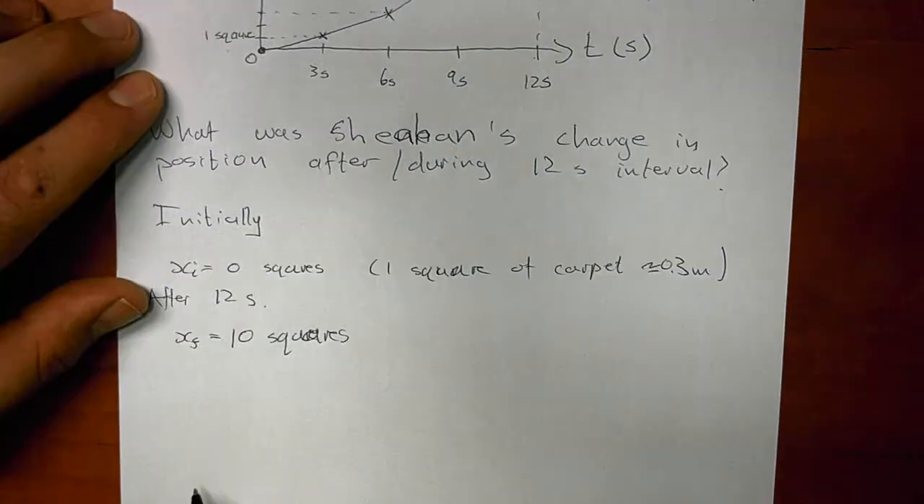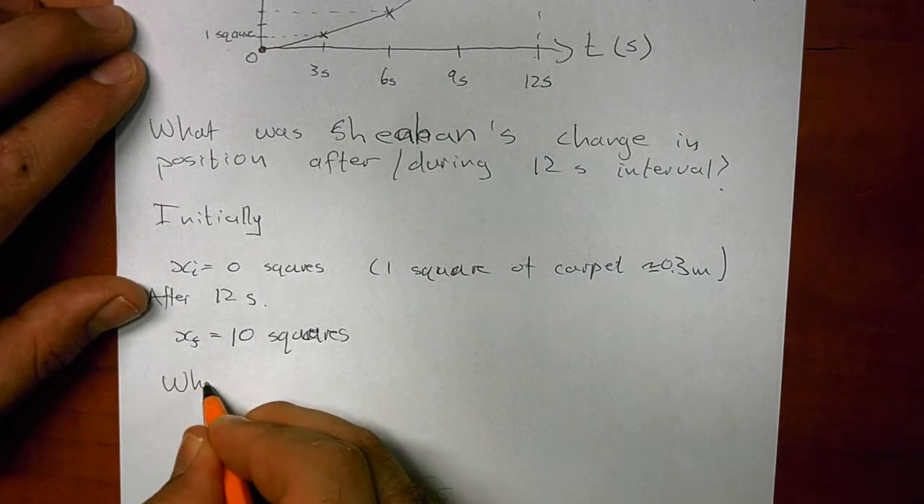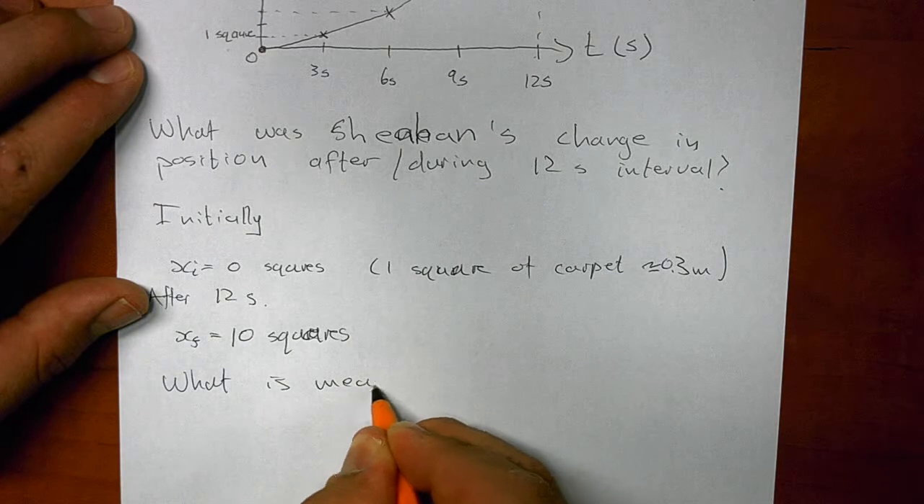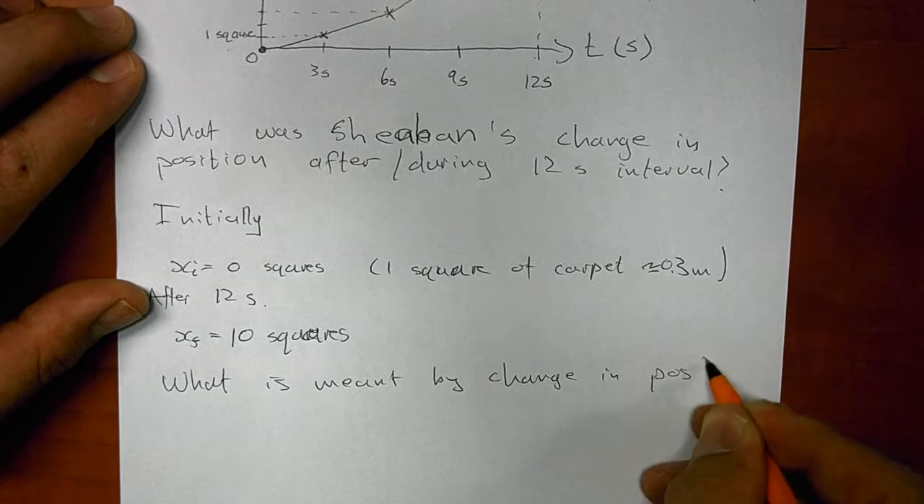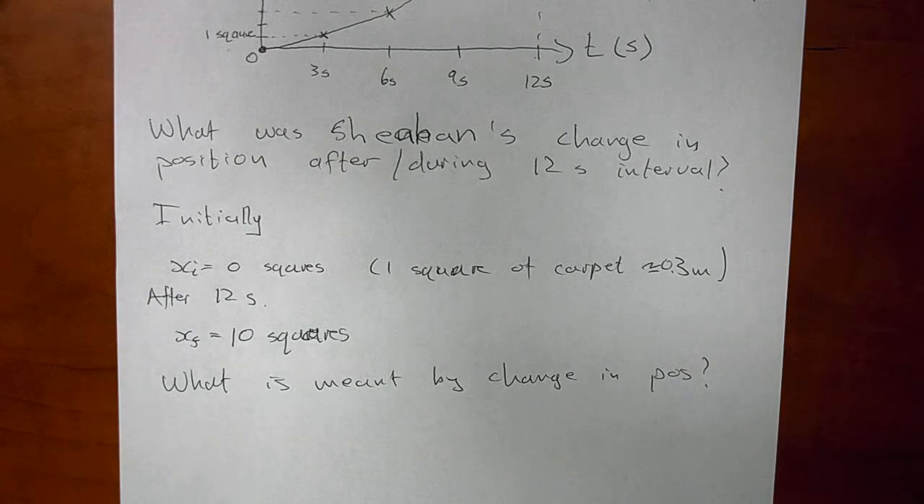Now, what do I mean by change in position? What I mean by that is, if I was standing next to Sheehan when he began, and you asked me, where's Sheehan right now? I would say, at the left. Then I close my eyes, 12 seconds later, you ask me, where is Sheehan now? And I would say, he's 10 squares in front of me. So, according to me, if I were staying still at the point of reference, what would Sheehan's change in position be? Well, the difference is 10 squares in front of me.